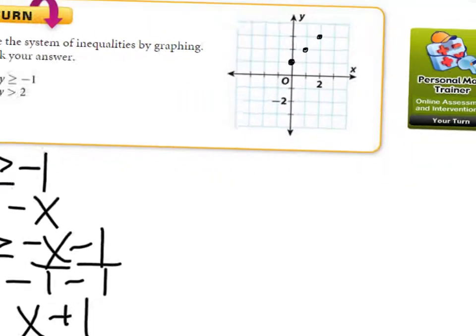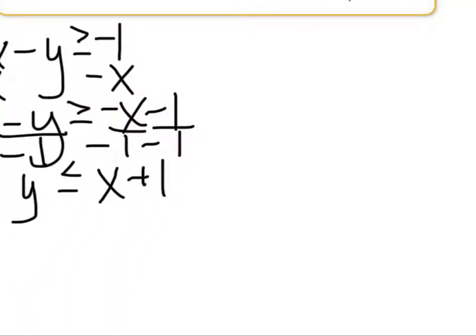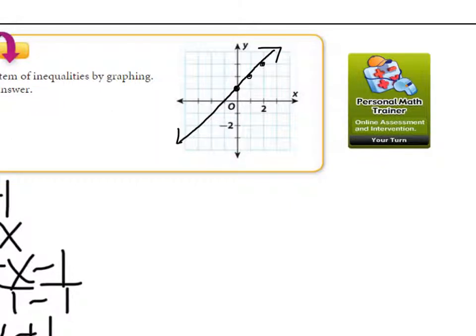Before I connect, let's double check. It is a solid line because it has the equal to part. And now I check to see if I shade above or below. Looking at my inequality, the inequality sign has become less than, and this is why you can't shade until you have y by itself. So I'm shading below the line. It should be everything down here.